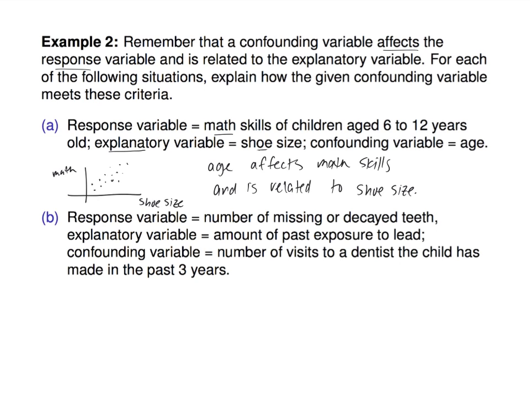Okay. Response variable is number of missing or decayed teeth. That's sad. It's a terrible example. The explanatory variable is the amount of past exposure to lead. And the confounding variable is the number of visits to the dentist that a child has made in the past 3 years. So here on the response, we have number of missing teeth.